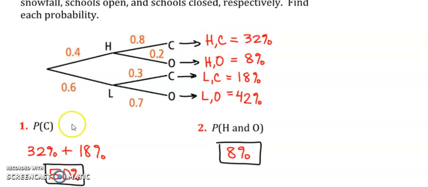Number two is what is the probability of both heavy snowfall and school remaining open? So that is only this branch outcome right here. So I'm following the path of heavy snowfall and schools opening. So we multiplied those, we got 8%.